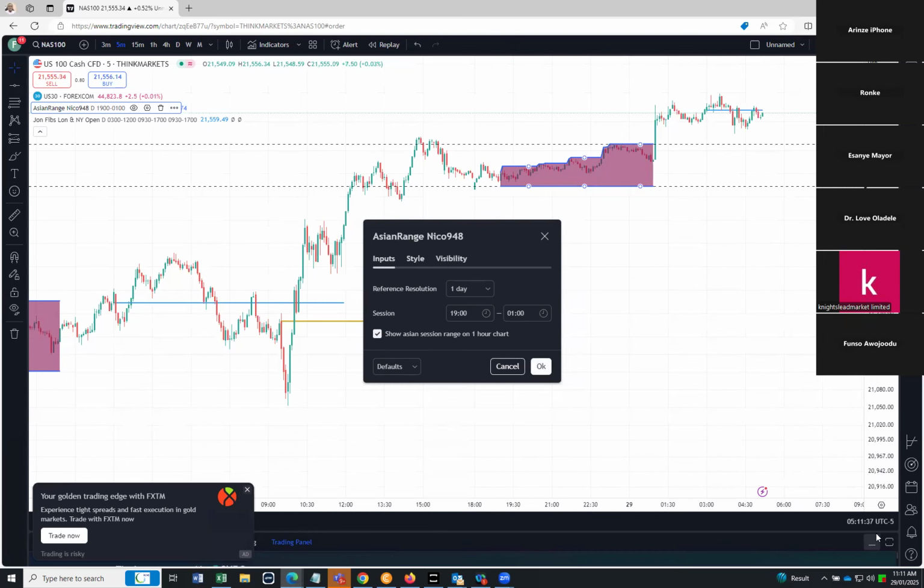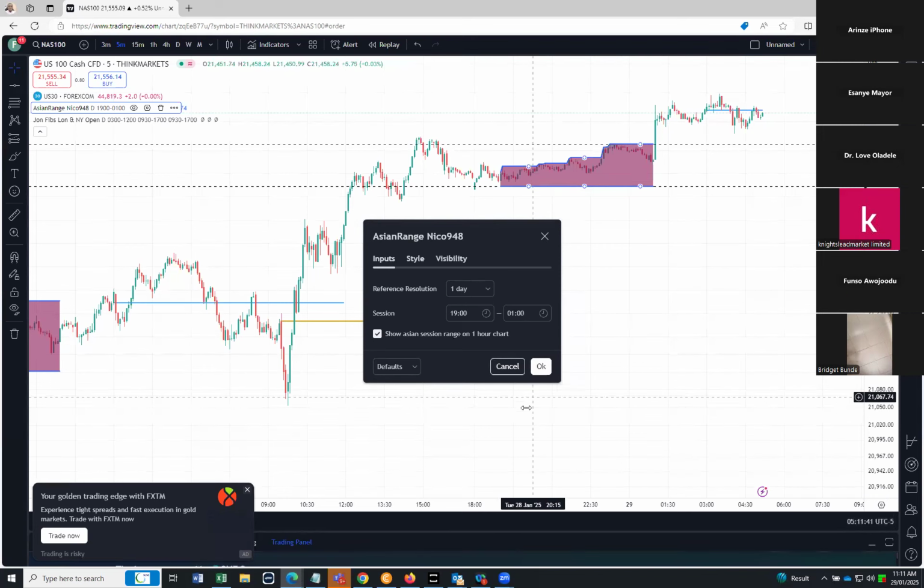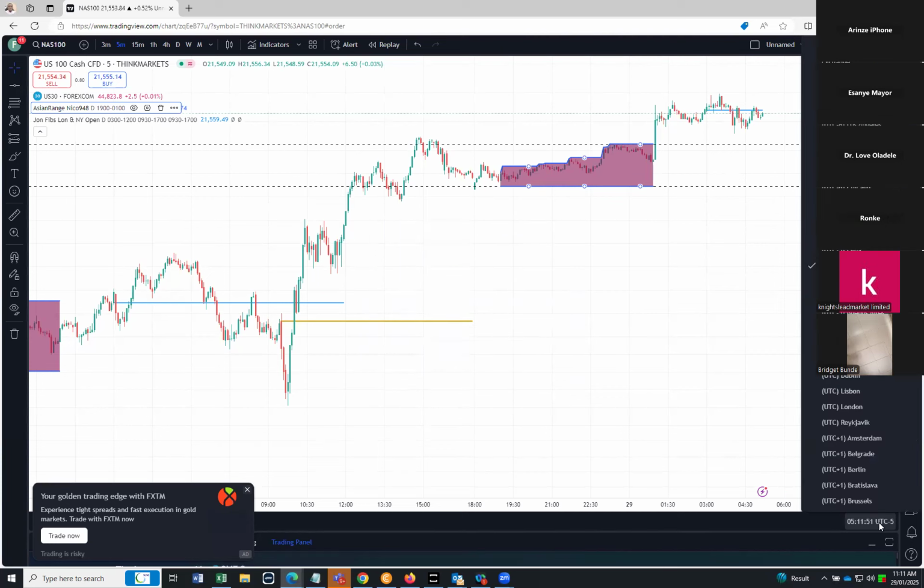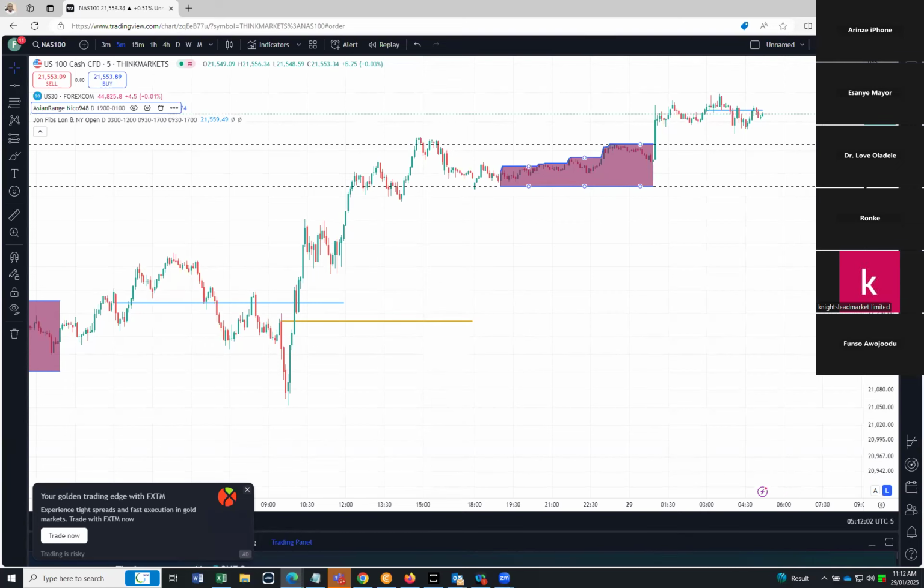Then go to the bottom left of where you have time zone. Once you click OK, go to where you have time zone. Bottom right, sorry. Okay, where you have UTC. So go to UTC -5 New York. Okay, -5. Yes, once you click that, if you look at your chart now, you should have this range.